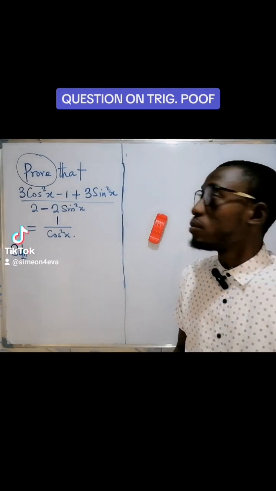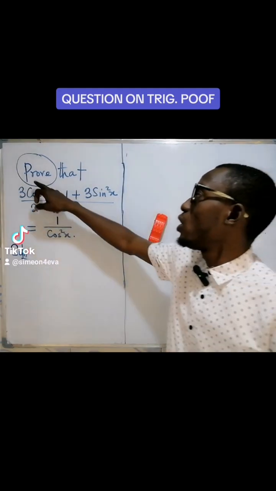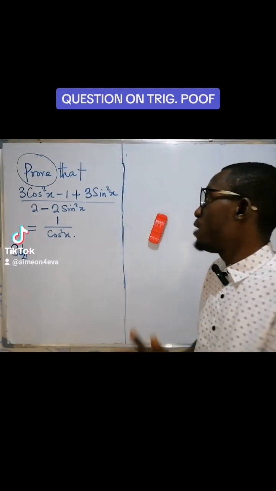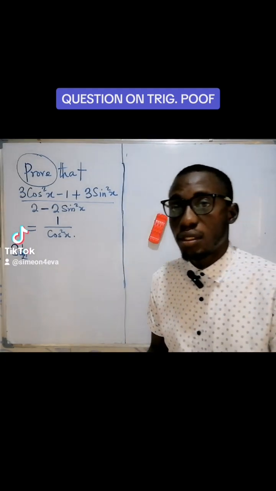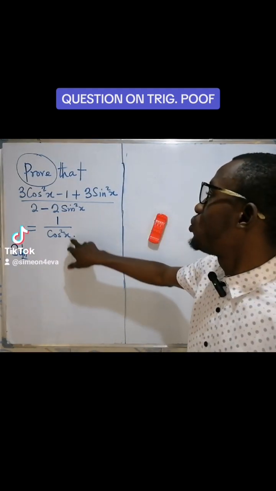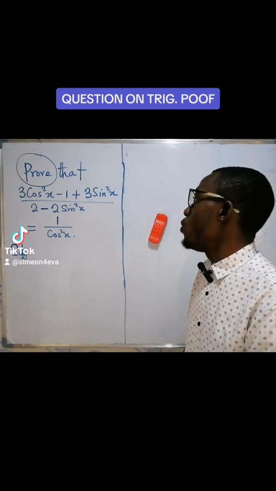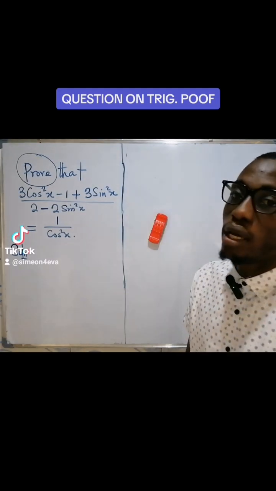The first thing I want you to understand about this is the use of the command words. That's proof. When they ask you to prove, that means everything on the left hand side should be equal to that on the right hand side. That is what proof simply means. So we are asked to prove that (3 cos square x minus 1 plus 3 sine square x) over (2 minus 2 sine square x) equals 1 over cos square x.